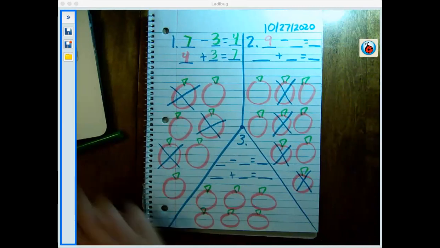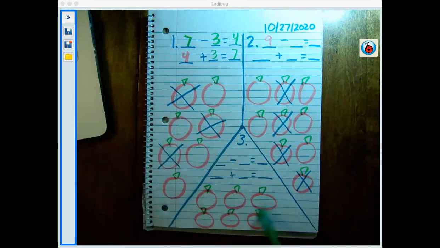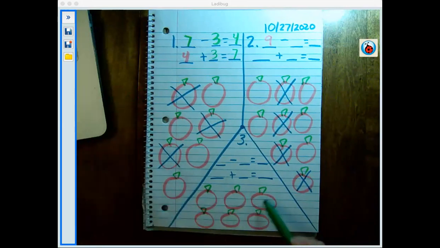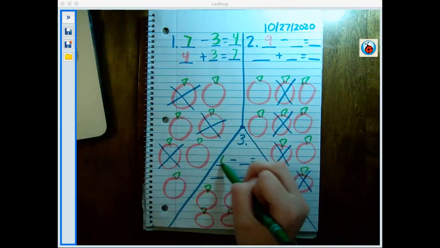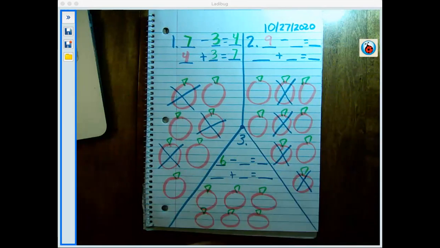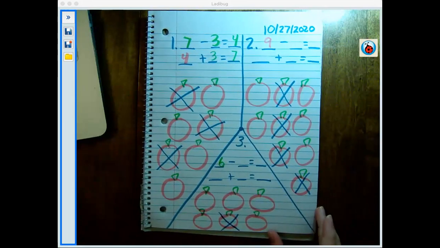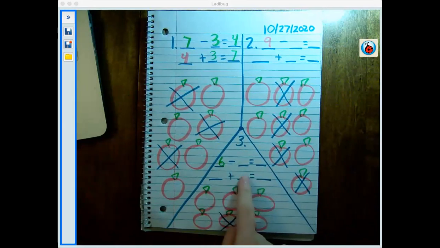This is how many pumpkins we have. We have 6. 1, 2, 3, 4, 5, 6. So right there. And then this is how many pumpkins got picked by students. Okay. And then you're going to fill out the rest and check with addition.